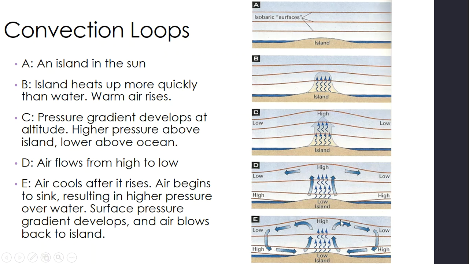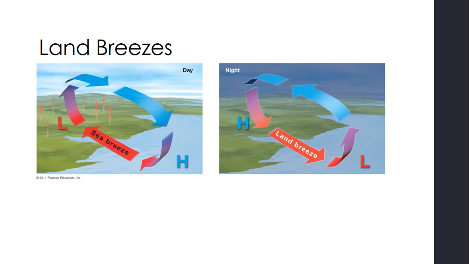And then as it gets to that area of low pressure, this air has cooled after it has risen. So the air begins to sink, resulting in higher pressure over the water. So now you have higher pressure over the water. And then the surface pressure gradient develops and the air blows back to the island. So you wind up getting these convection loops. We see these at very small scales, and we also see them at very, very large scales.